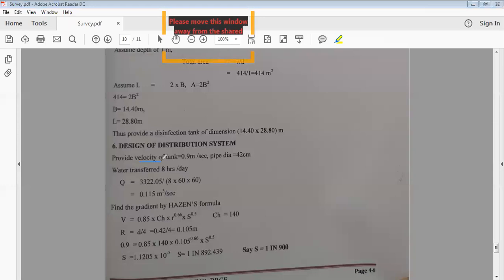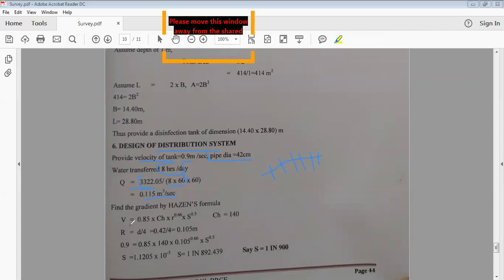The velocity we provide for this distribution system is 0.5 meter per second, and the pipe diameter we choose is 42 centimeter. Our working hours are 8 hours per day. Water has to be transported in the distribution network, which may be loop type or branch type. So Q we divide by these 8 hours. This is the flow demand we found in the previous segment, and these are the working hours, so we get this much water to be transmitted.